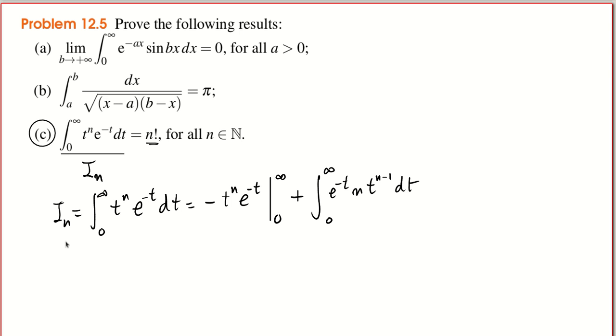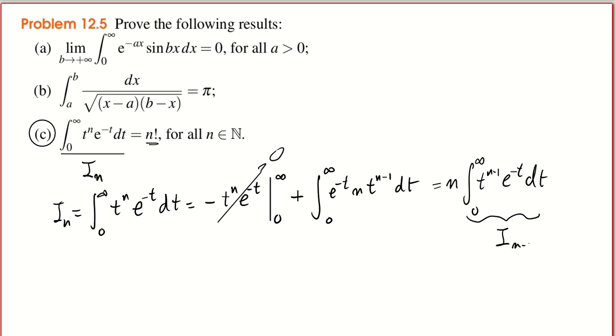Alright, n is any natural number, so that means this exponent is at least 1, which means that for t equals 0, this is 0. And for t infinity it is also 0 because of the exponential, so this is just 0. So what we have here is n times the integral from 0 to infinity of t^(n-1) e^(-t) dt. And it turns out that this is just I_(n-1). So what we have here is I_n is equal to n times I_(n-1).